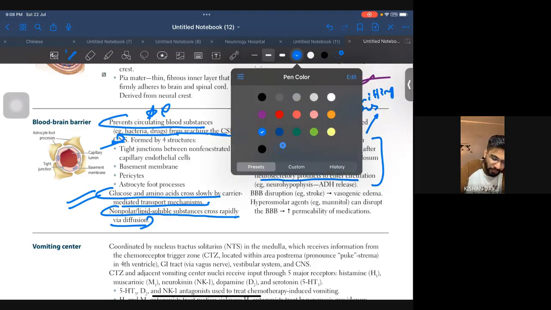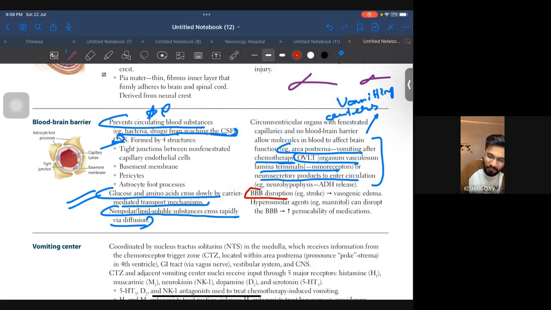Another point you need to remember here is if there is a disruption of the blood-brain barrier, there will be vasogenic edema. So in order to lower the pressure, you will be giving a hyperosmolar agent, that is mannitol. This is very important, and these 3 points are very important.